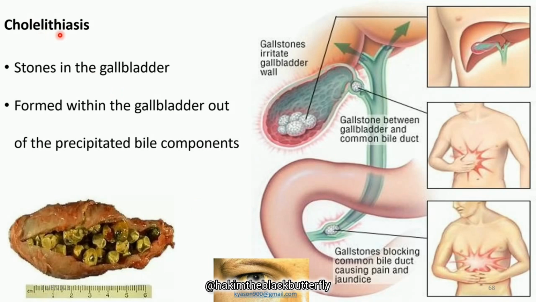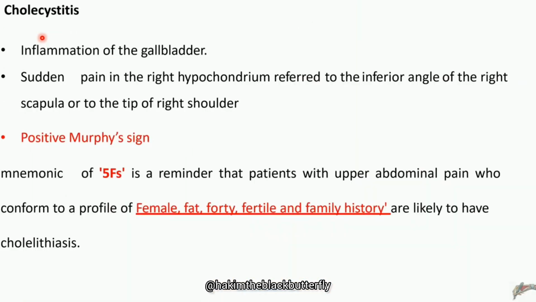We said cholelithiasis can lead to cholecystitis, and cholecystitis means inflammation of the wall of the gallbladder. So once there is inflammation, of course there will be so much pain in the right hypochondriac region, pain that will be referred towards the right shoulder and towards the back around the area of the scapula. That referred pain always happens in patients with liver and gallbladder disease.